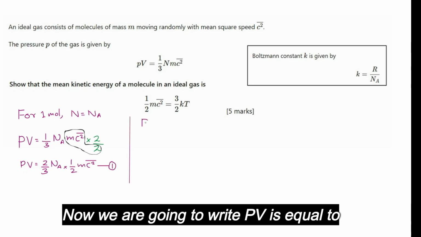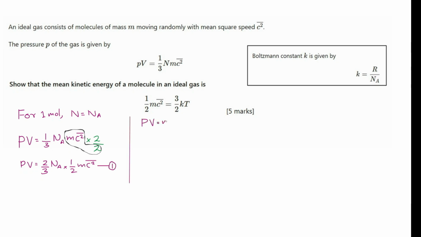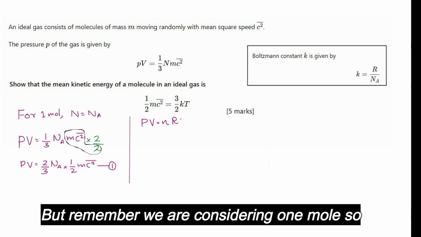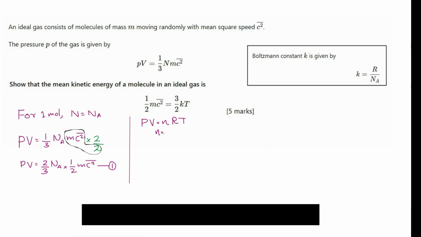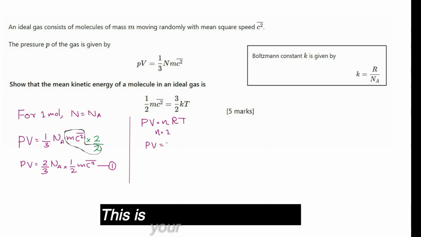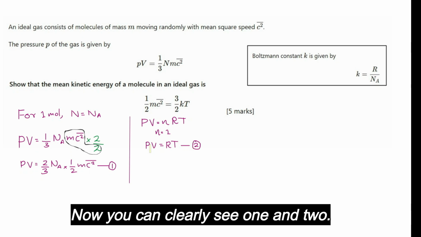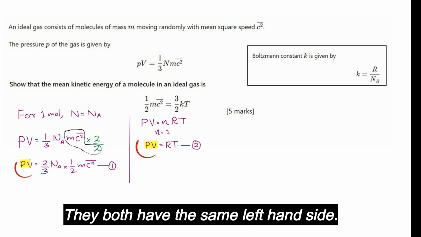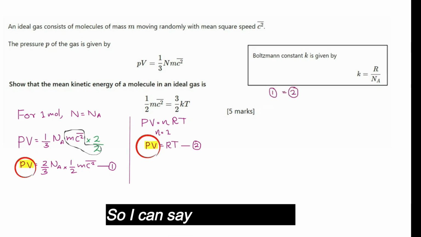Now we are going to write PV is equal to nRT. But remember, we are considering 1 mole. So this n is 1. So we can write PV is equal to RT. This is your second equation. Now you can clearly see 1 and 2, they both have the same left hand side. So I can say 1 is equal to 2.